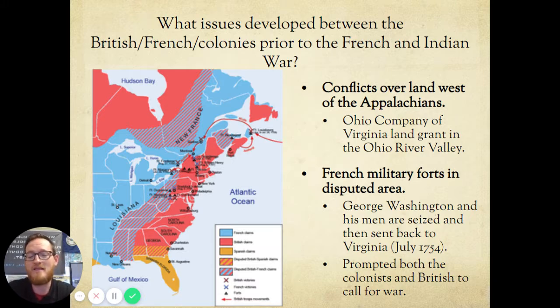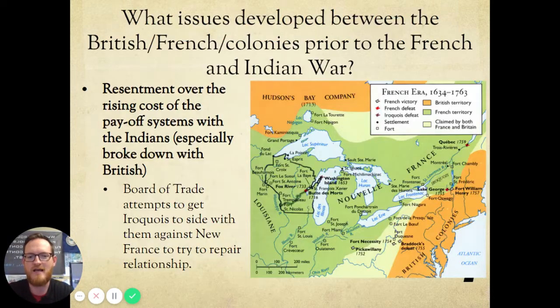But this is really going to be the thing that pushes and gets the British and colonists really clamoring for war between the two sides, because of this and because George Washington and his people retreated, again, when this was disputed area between the two sides.